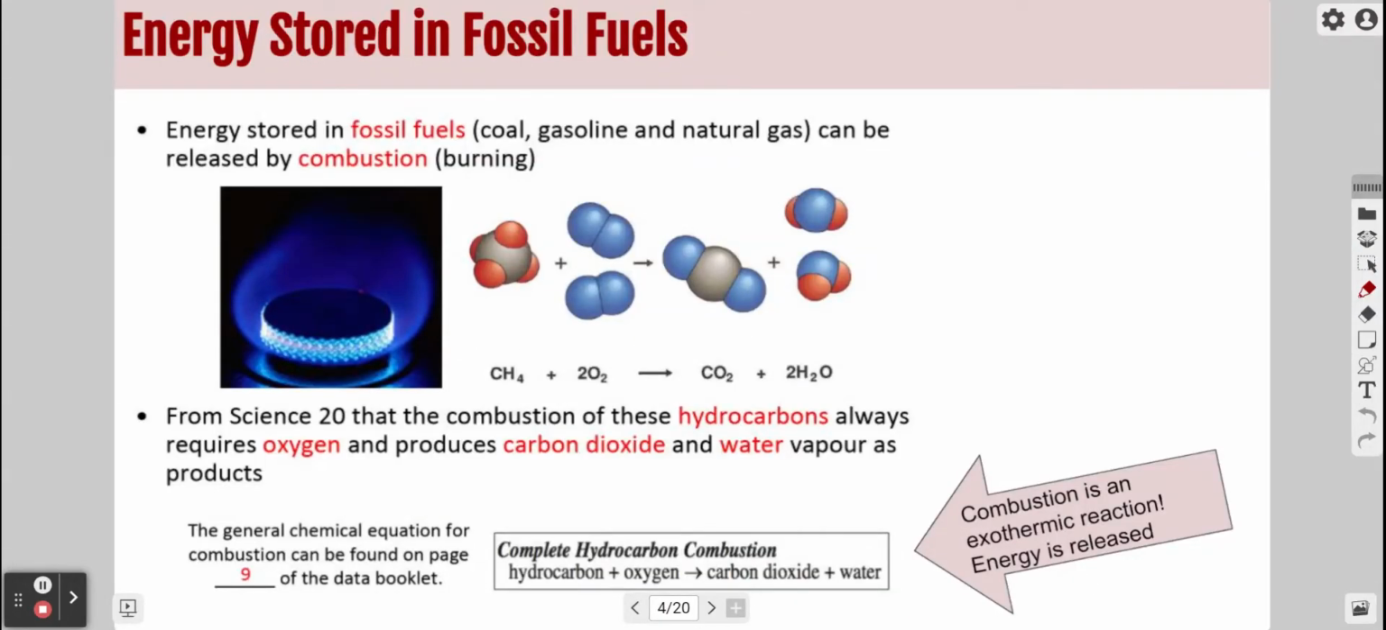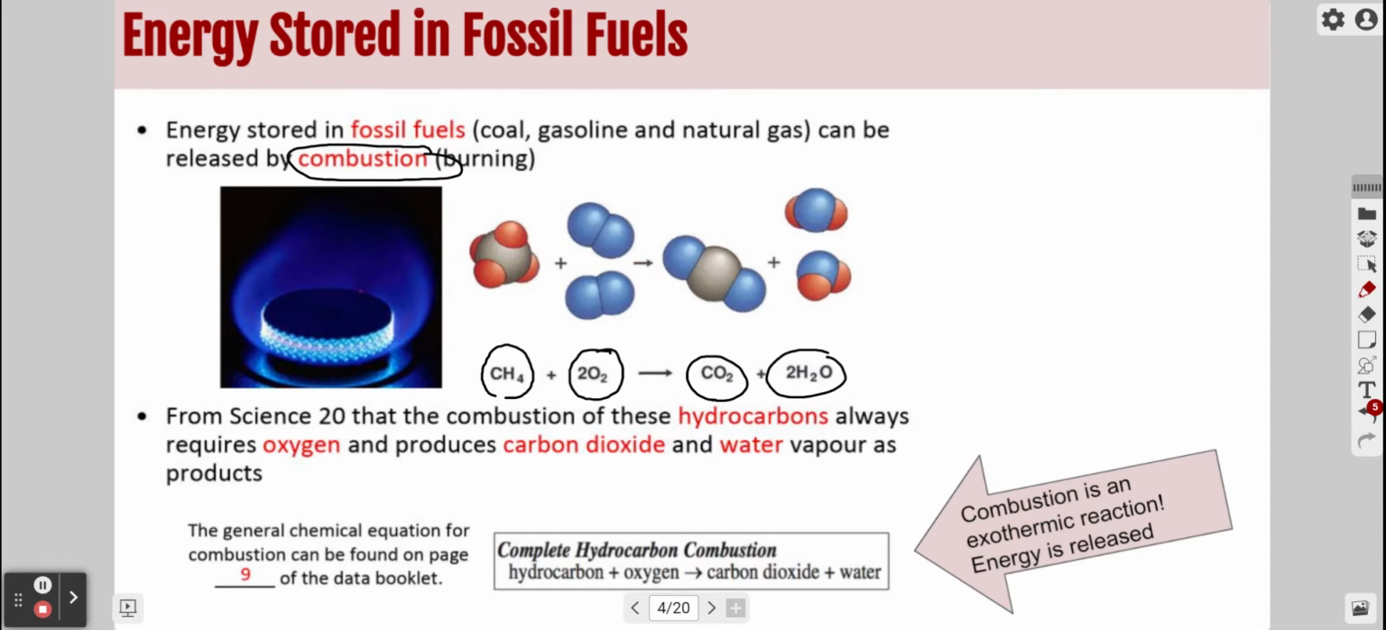All right, so we know there's got to be a lot of energy in fossil fuels, otherwise we wouldn't burn them. And remember, burning is the same thing as combustion. So when we burn a fossil fuel, like this example of methane burning with oxygen, always combustion with oxygen, we always get carbon dioxide and water. How much always depends on what you're burning. And we'll get into balancing formulas.